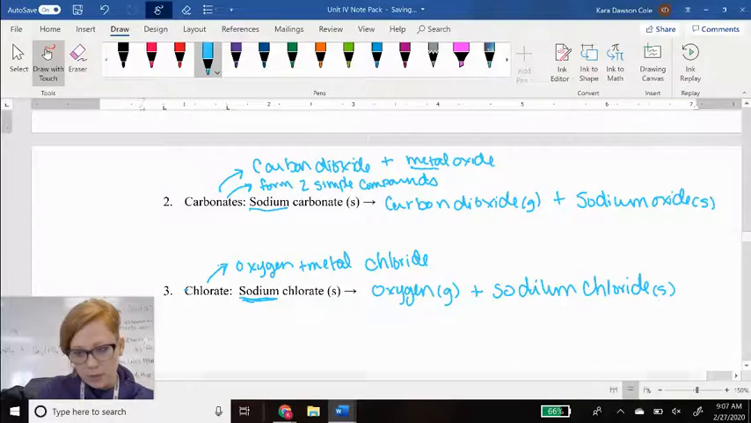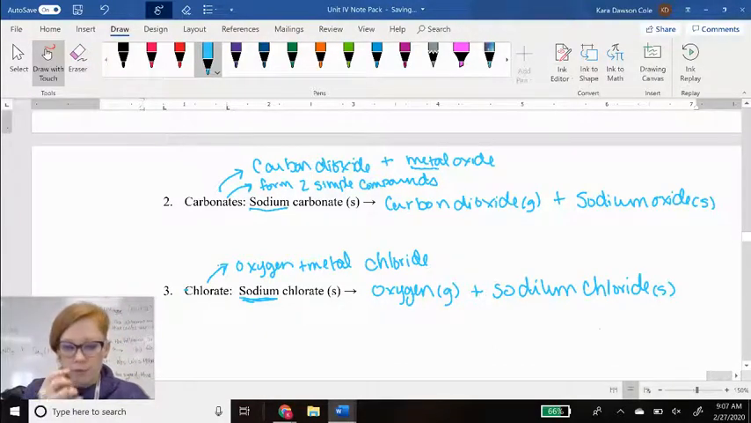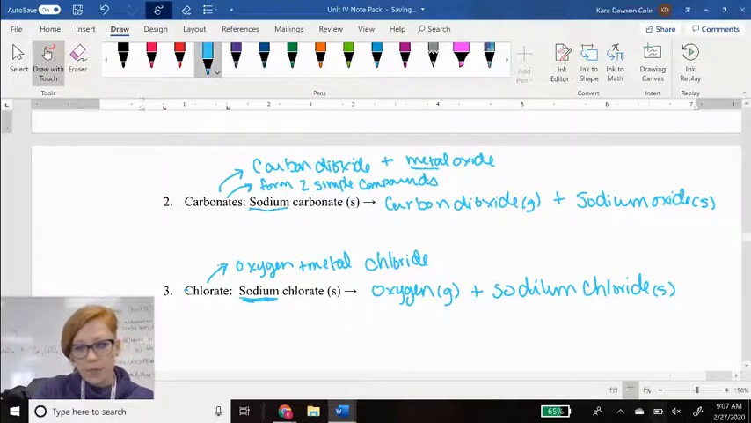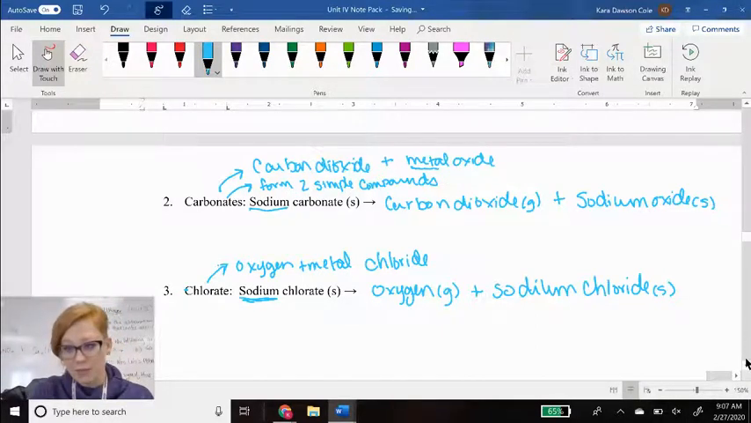And this guy's going to be a solid. So the two compounds that are formed, the ones that have the metal, like the chlorates or the carbonates, are always going to be solids. You just know that, okay? The gas that's being released is going to be different for carbonate versus chlorate. Chlorate's going to be oxygen gas, and carbonate's going to be carbon dioxide. Something that you have to memorize. I mean, just memorize it.